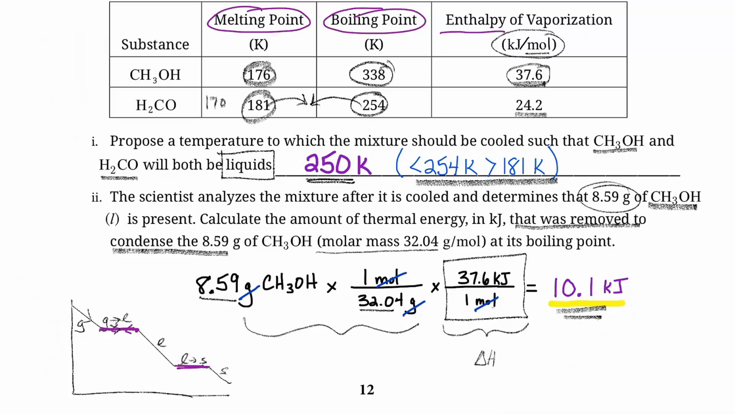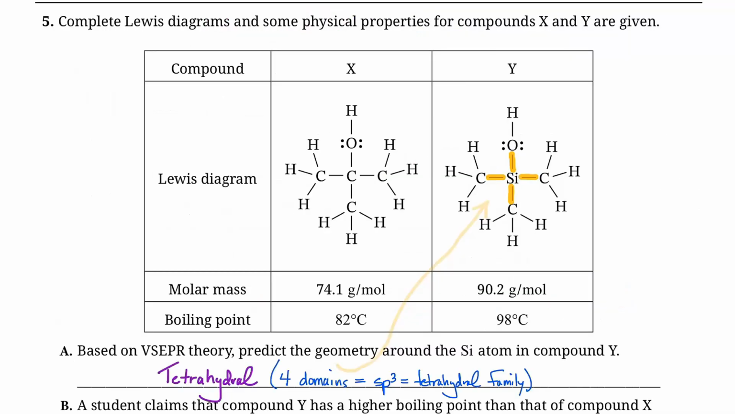Okay, so on to the next problem. Number 5, based on VSEPR theory, predict the geometry, and I guess we have to assume the molecular geometry around the Si, unless they say electron domain geometry, but it's all going to be a molecular geometry around the silicon atom in compound Y.